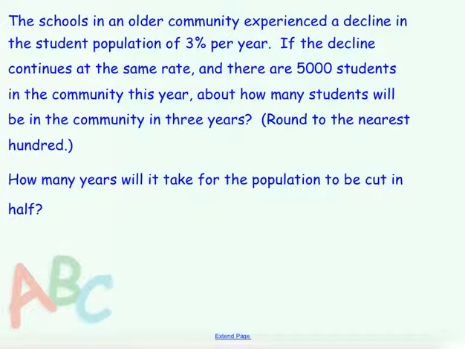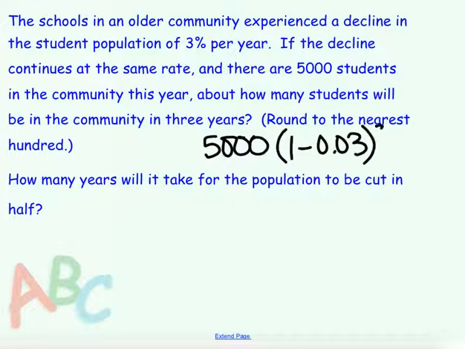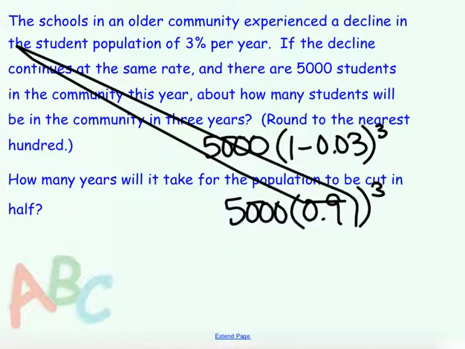We're going to say I have my initial amount, my principal, 5,000, times 1. Now, in this case, since we're not growing, I'm not going to say 1 plus 0.03. I'm going to say, since we're declining, 1 minus 0.03. And I want that to the third because I want 3 years down the road. So really, I'm going to be entering in my calculator 5,000 times 0.97 to the third power. Now, we'll plug that in a second.